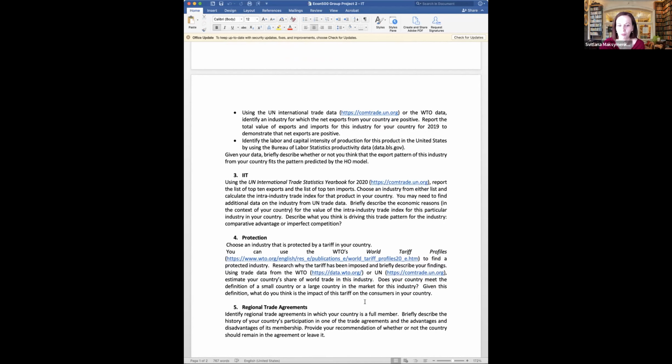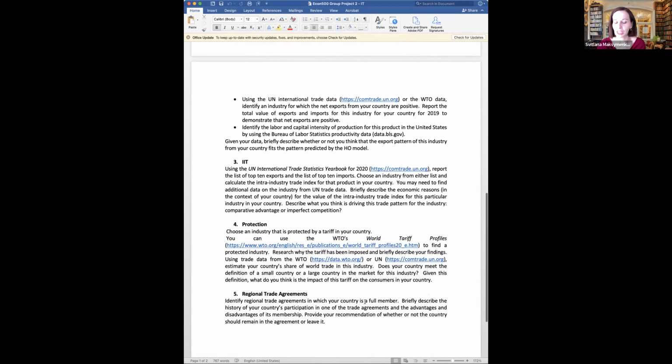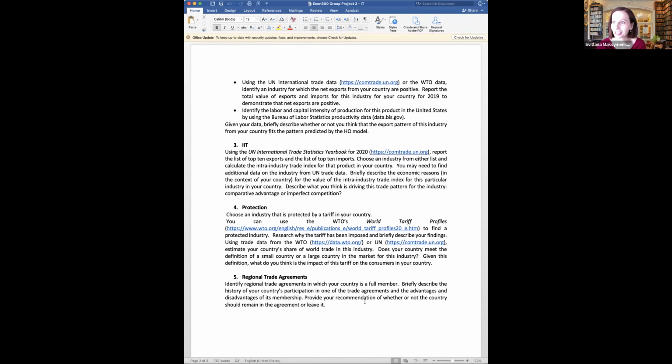We also talk about the protection. So students are asked to look at the tariff schedule of the country of their choice, report industries with their highest tariff rates, with the highest quotas, and also report about the regional trade agreements.